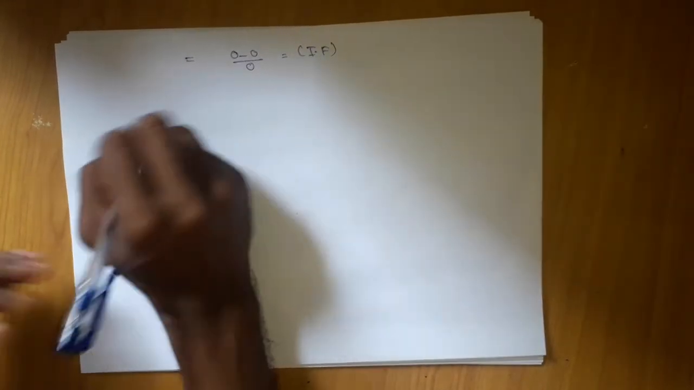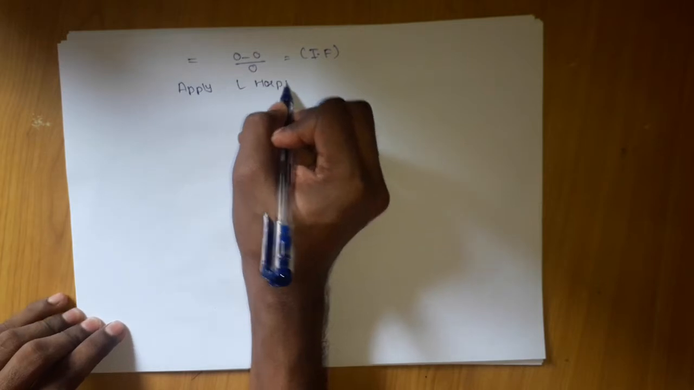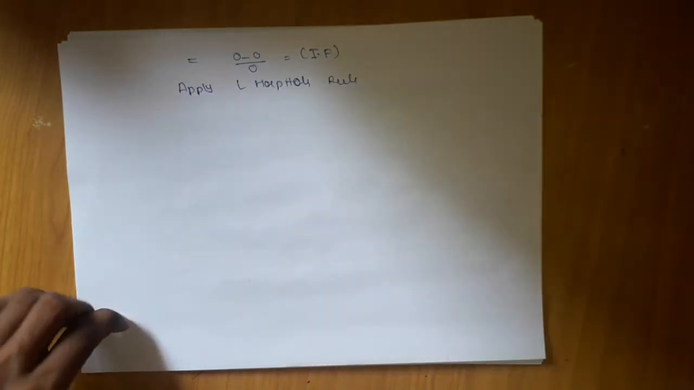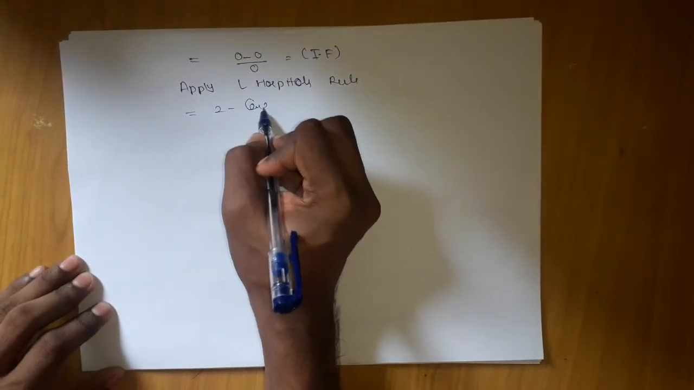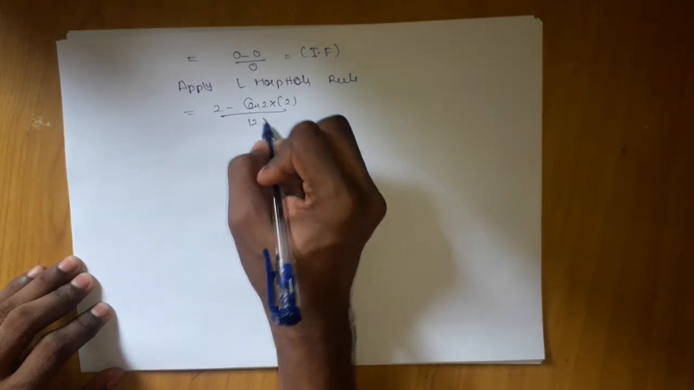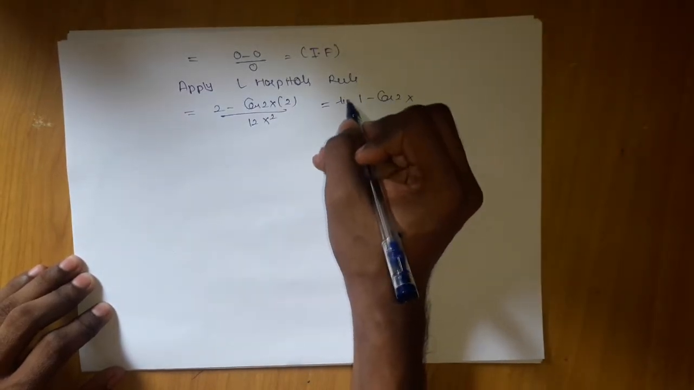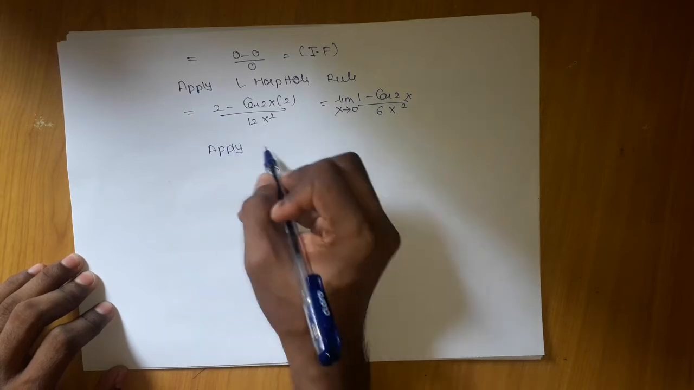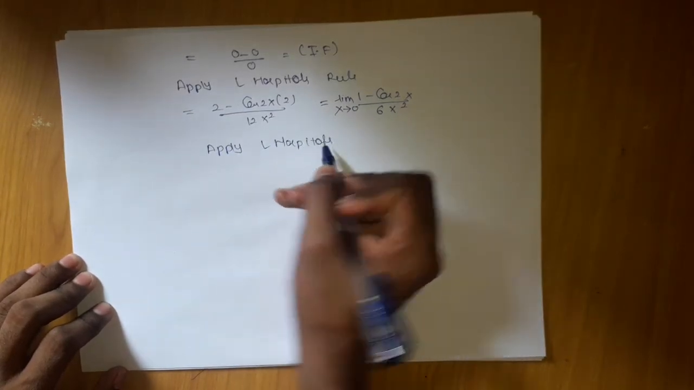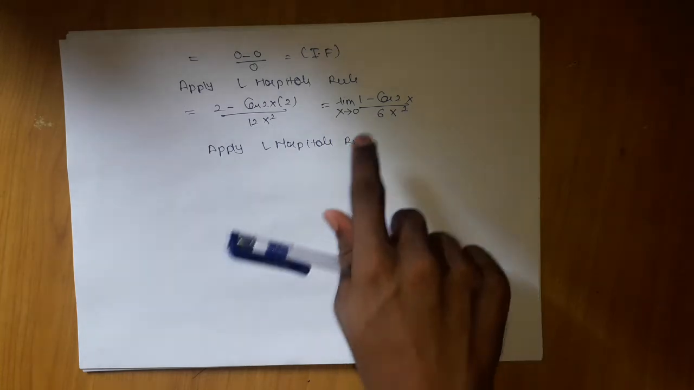If I am getting 0 by 0 indeterminate, we are going to apply L'Hopital's rule again. The moment you apply it again, you will get 2 minus cos 2x into 2 over 12x square. If you take the 2 outside, you will get limit of 1 minus cos 2x over 6x square. I forgot to mention the limit. Apply L'Hopital's rule again. Why? Because if you substitute, you will get 1 minus 1, and here you will get again 0 by 0 form.